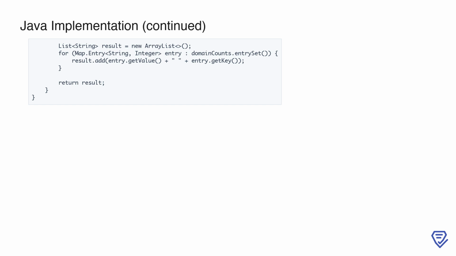To do this, we iterate through each entry in the domain counts map. For every subdomain and its corresponding count, we create a string in the required format, the count, followed by a space, and then the subdomain. We add each of these strings to the result list. Finally, the method returns this list, which contains the visit counts for all subdomains in the desired format. This approach ensures that we effectively handle all subdomains and their visit counts in a concise and efficient manner.